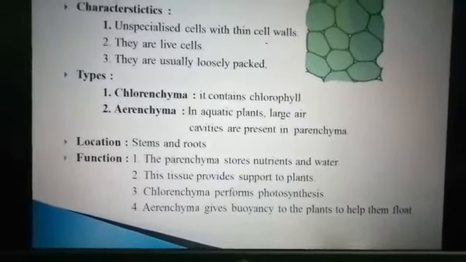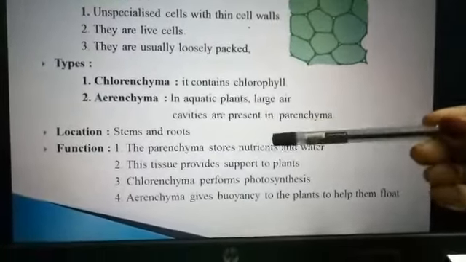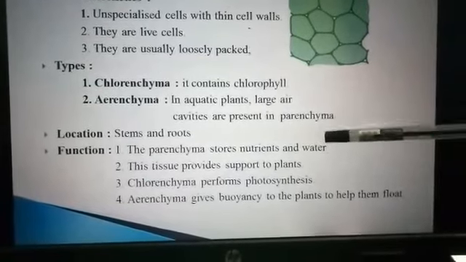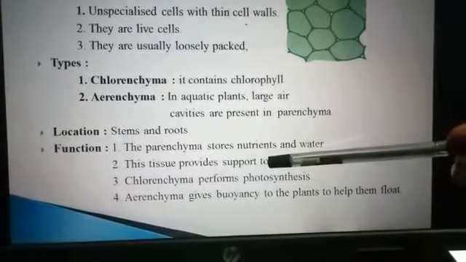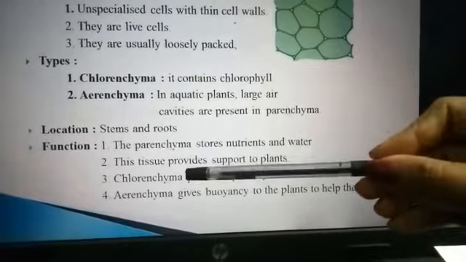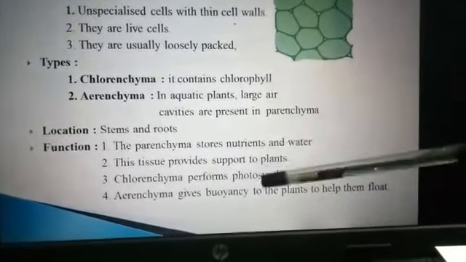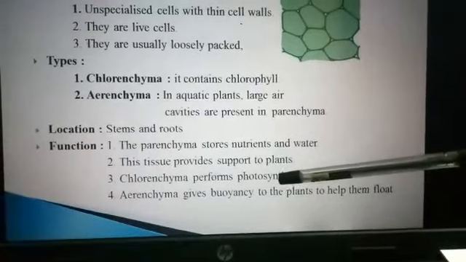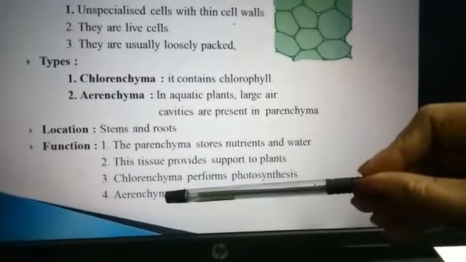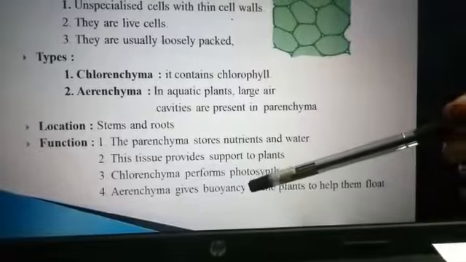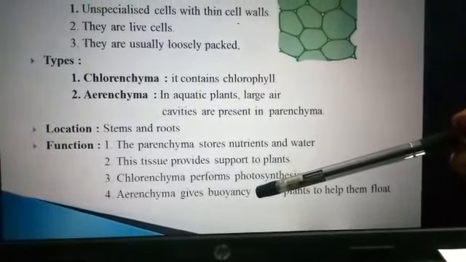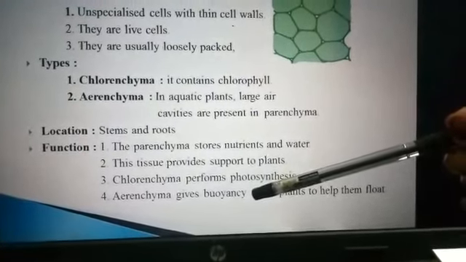Then about function. So parenchyma's function is to store nutrients as well as water, and they are also supportive tissue, right? And then about chlorenchyma. Chlorenchyma contains chlorophyll. So what is the function? Very good, it performs photosynthesis. And about aerenchyma, if air cavities are present, then what is the function? Buoyancy. Buoyancy means floating, upthrust.